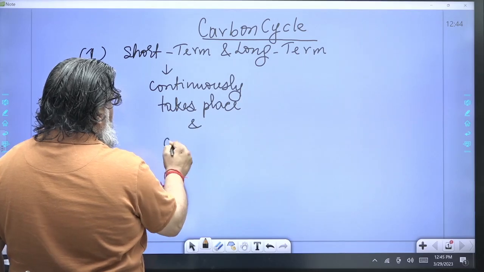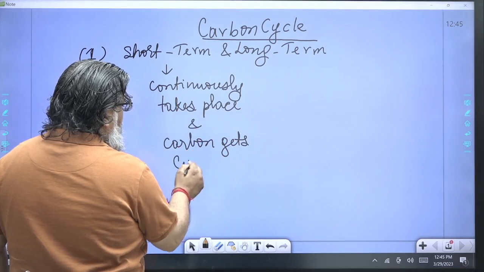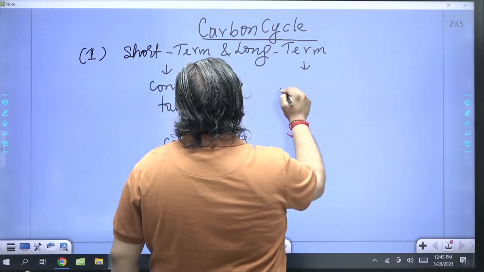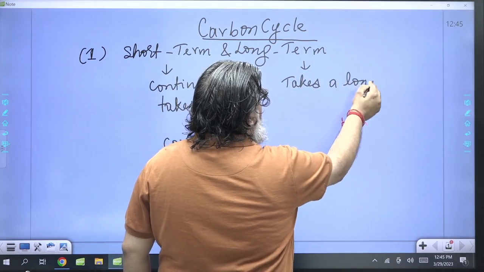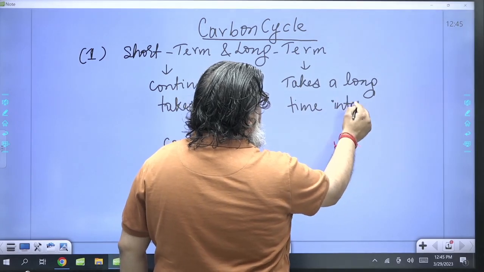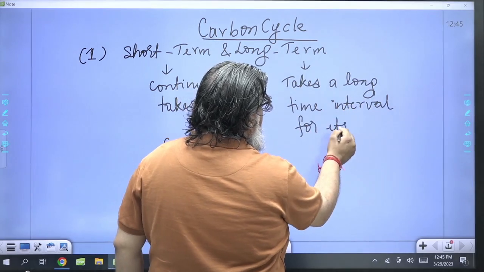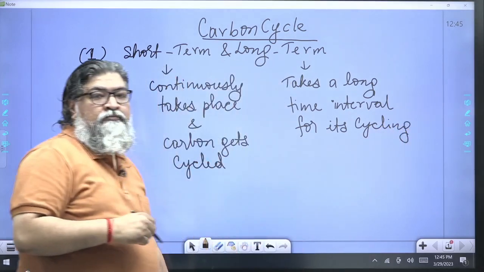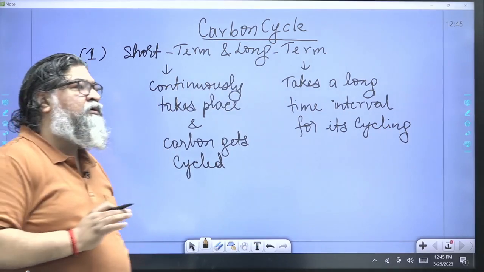Here, in the short term, carbon gets cycled continuously. We'll see that with examples. Whereas the long term takes a long time interval for its cycling. We'll focus on both of them, short term and long term, in the classroom.